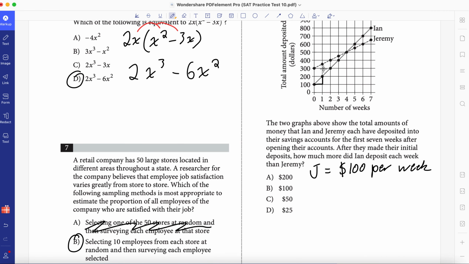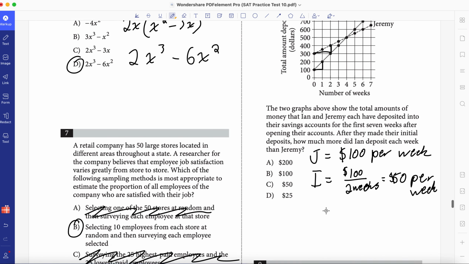And let's look at Ian. For every 2 weeks, he deposits $100, which means he deposits $50 per week. And then 100 minus 50, because that's going to be the difference between them, is just 50.